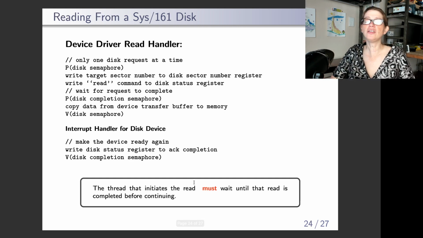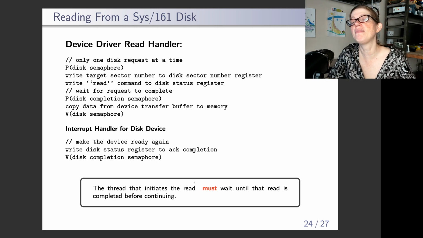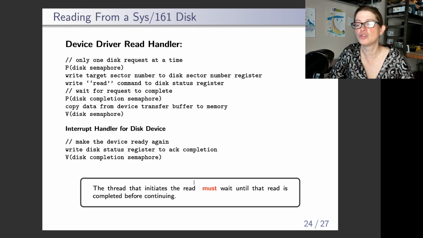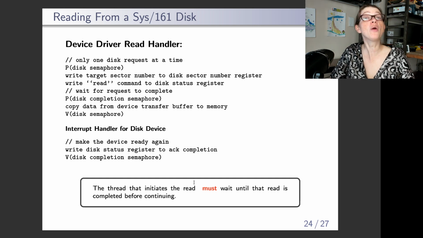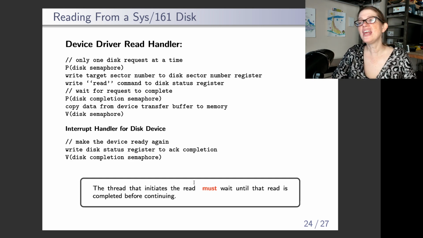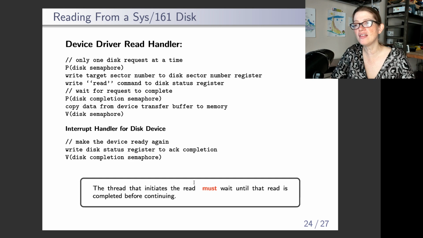And the read handler looks very, very similar, except now we're actually going to do something between those two semaphores. So again, we P the disk semaphore to make sure we're the only I/O operation. Then we are going to write the target sector. We don't do anything with the transfer buffer yet because we are reading from the disk. So we indicate that we want to read, and then it is very important that we P the disk completion semaphore, because the originating program can't move on until we actually have the data.